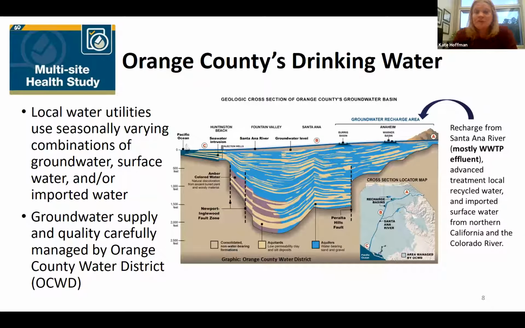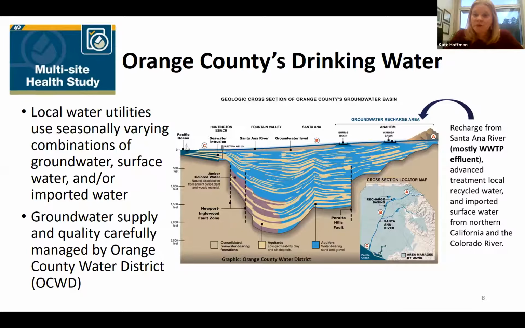So what else makes this a good site? One thing is that in California, you have a lot of information about drinking water that's super valuable for a study like this. This is a cross section of Orange County's groundwater basin. Because you have a growing population and years of recurrent drought, there's really good management by local water utilities of source water and water consumption. Local water utilities use seasonally varying combinations of groundwater and surface water, as well as imported water to meet that demand, and there's a lot of really good data on that. And the groundwater supply is really carefully managed to that end.